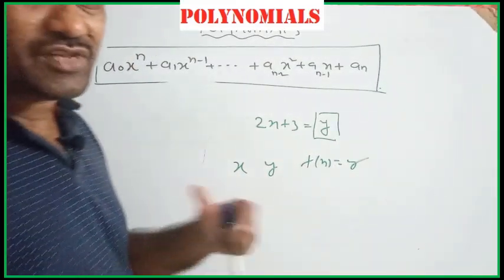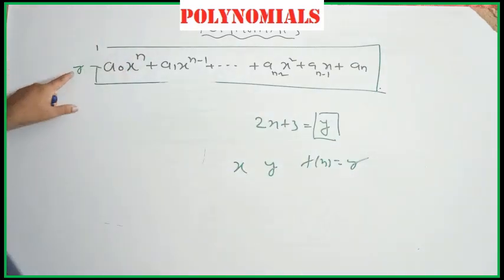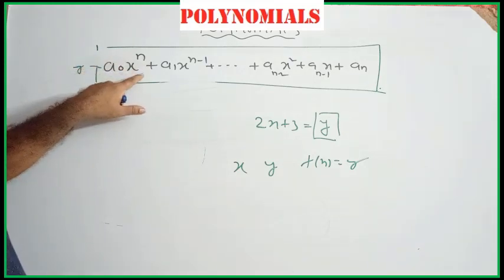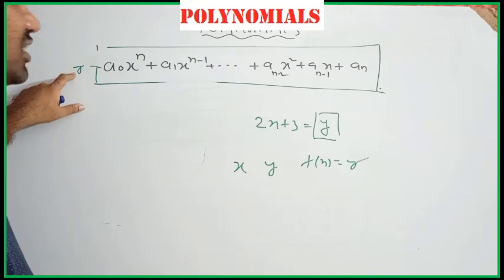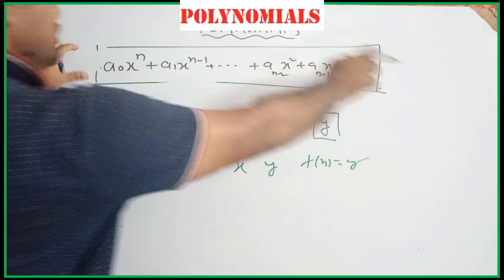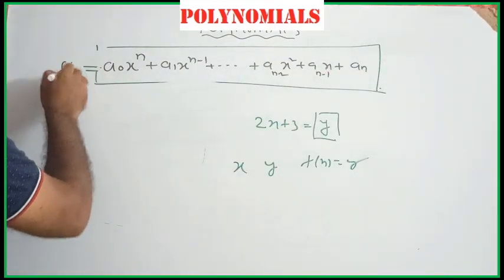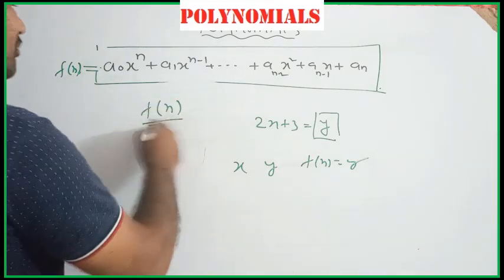Y is called a function with respect to x. For example, the y value depends upon the value of x only. So here y is dependent, x is independent. Now I can call y a function with respect to x, or sometimes simply you can write this as f of x. In this chapter, f of x means this one only.